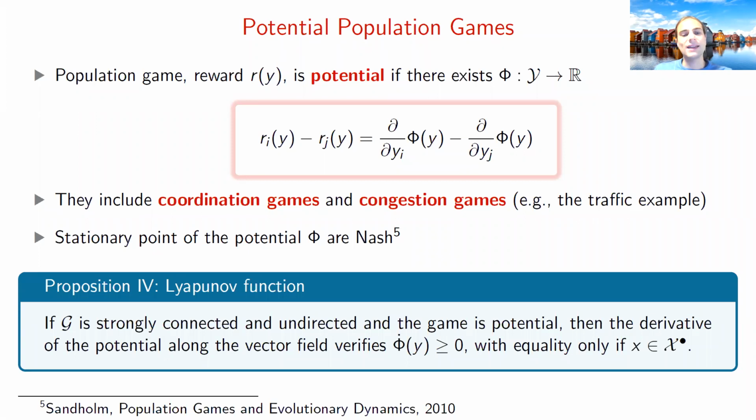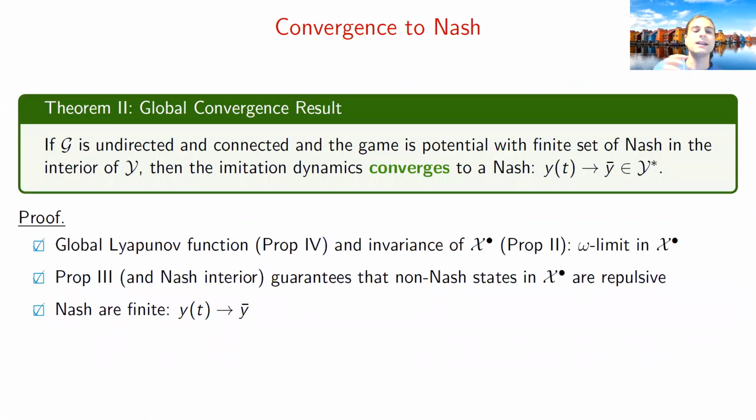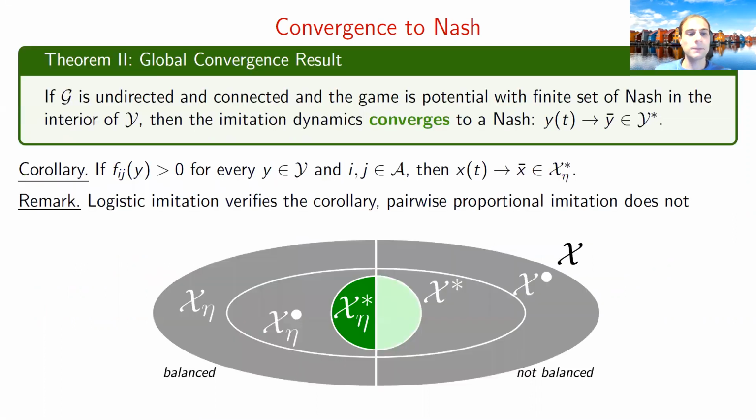Okay, so now if we put together all these results, the presence of a Lyapunov function, the fact that the restricted Nash are invariant, and the local repulsiveness results, we can prove that if the graph is undirected and connected, and if the game is potential with a finite set of Nash that are in the interior, so notice that we need some further assumption on the Nash, we need them to be finite and in the interior of Y, then the imitation dynamics converge to a Nash. And this can be obtained basically by putting together the three propositions we presented before. Moreover, if the imitation rates are strictly positive, like the case of logistic imitation, then we can prove not only that the dynamics converge to a Nash, but that the dynamics converge to a balanced Nash.